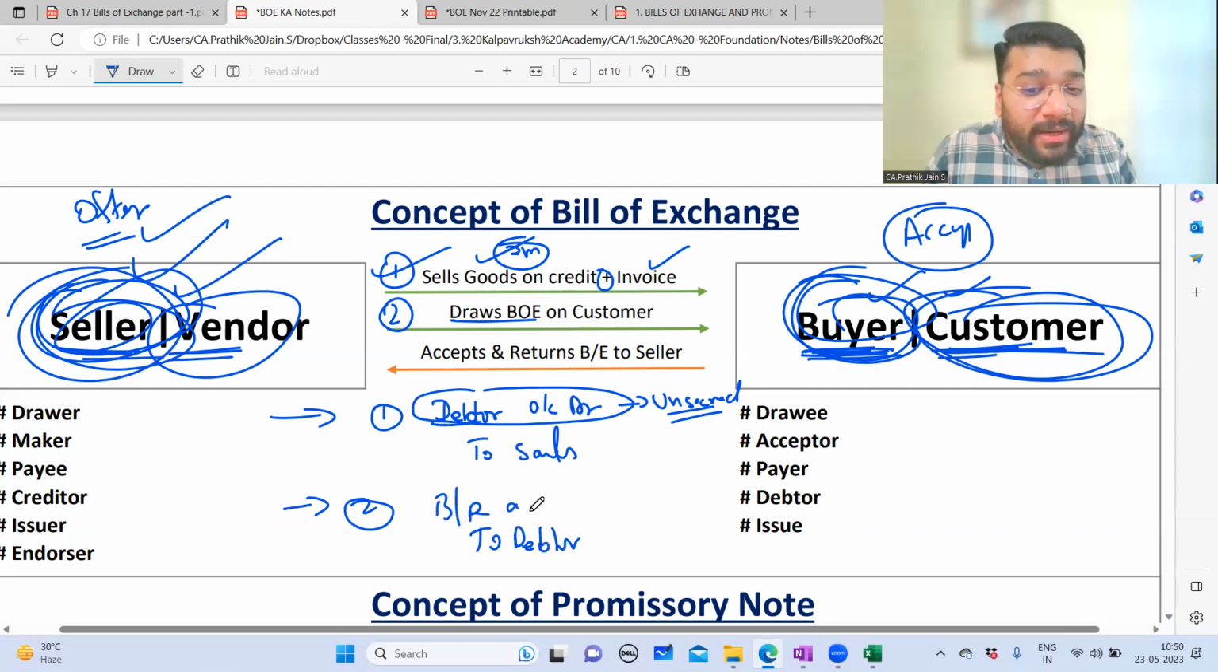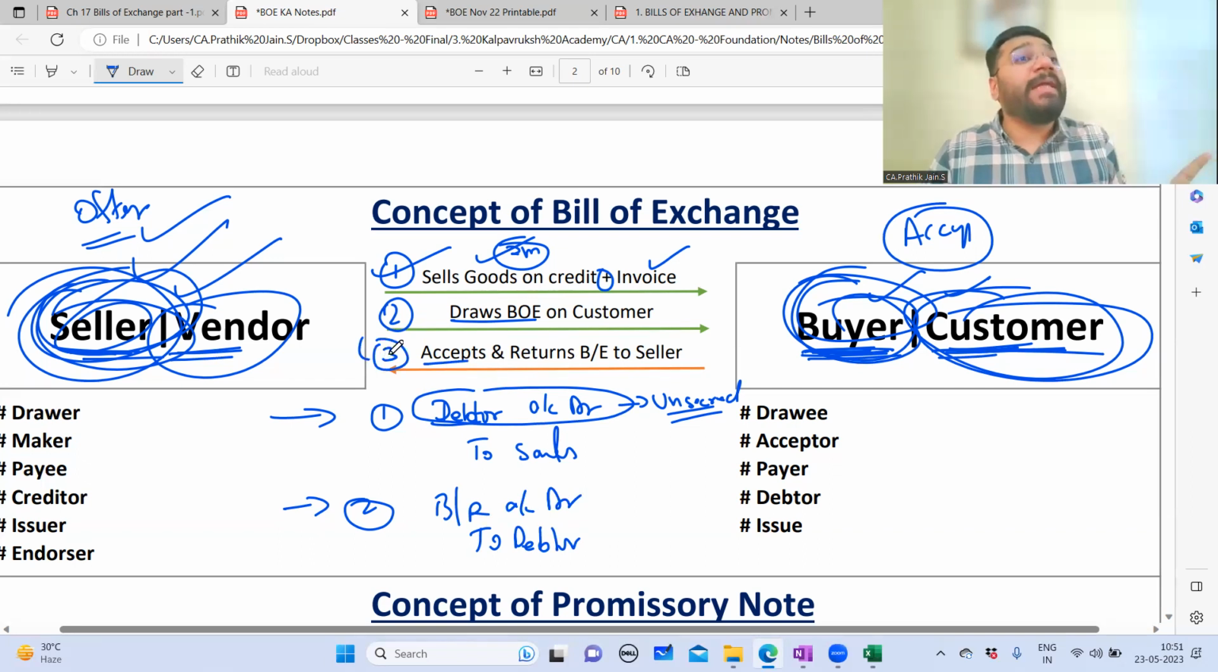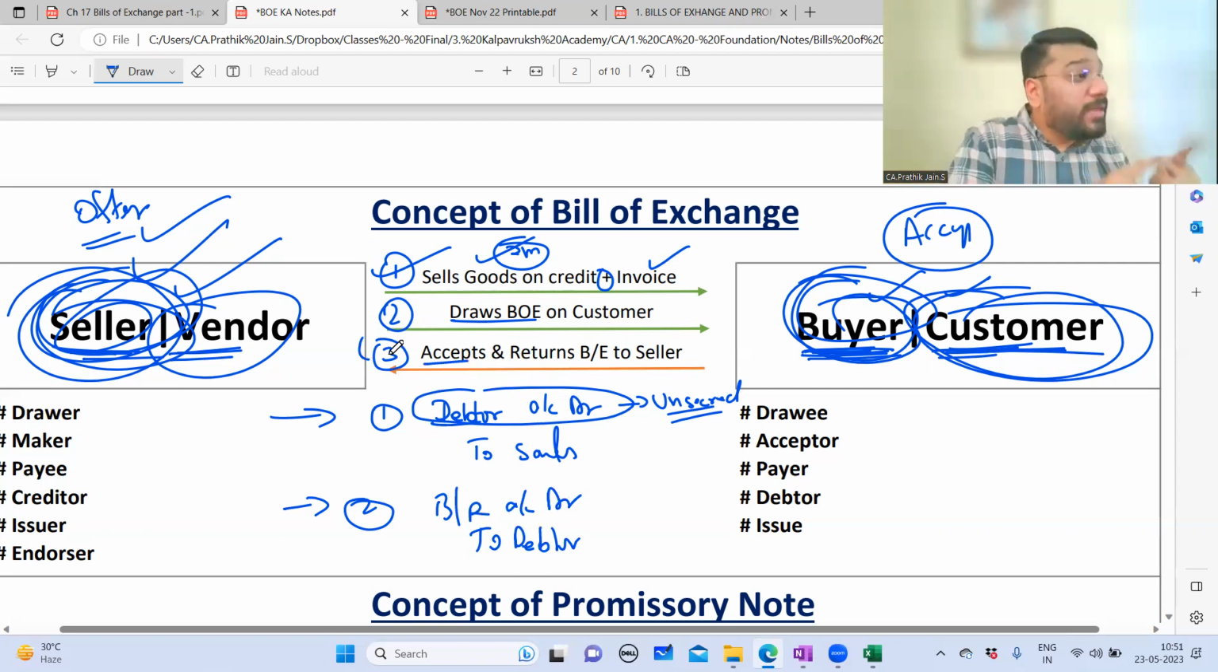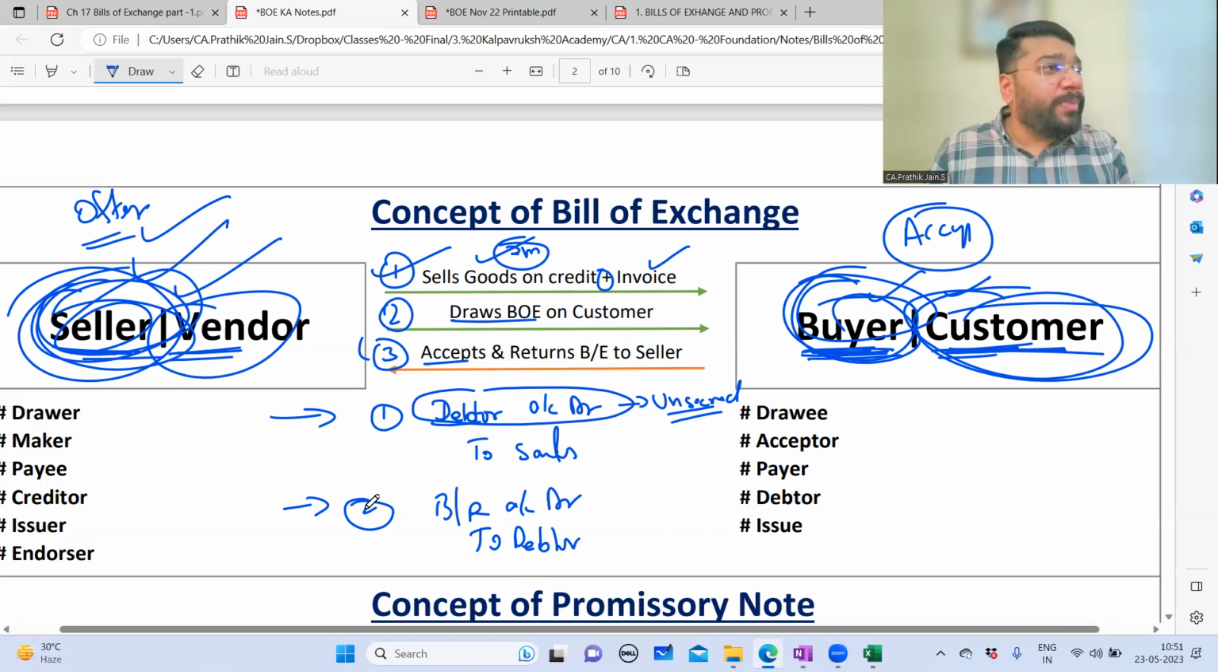Bills receivable account debit. So the second entry will come into picture when the bill of exchange is drawn on the customer and the acceptance is being given by the customer to the seller. When the second and third steps both happen simultaneously, offer is given, offer is accepted, and acceptance is communicated, in that case the second entry will come into picture where you cancel the original unsecured debtor, and in place of that you create a secured debtor. Am I clear with what I'm trying to say?